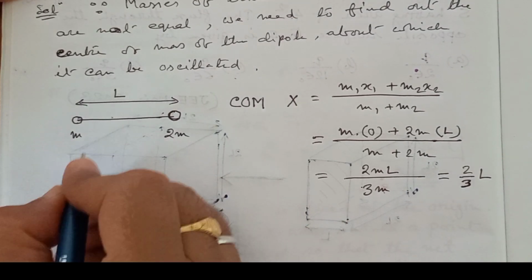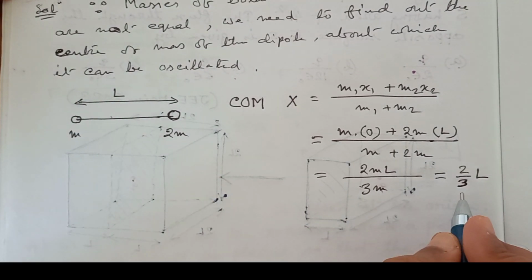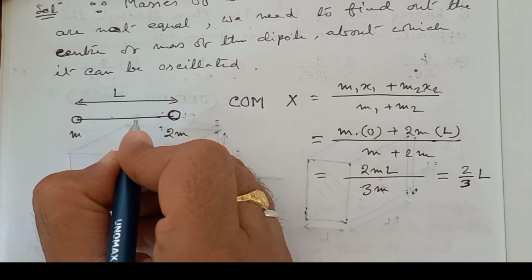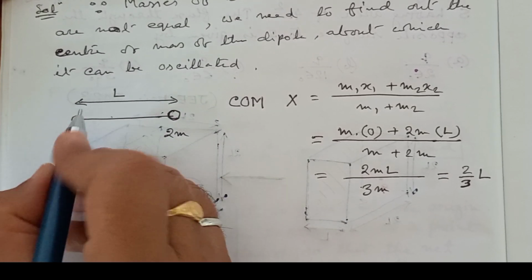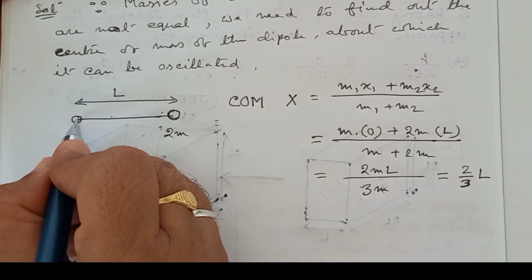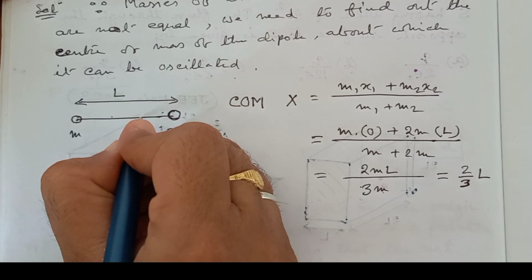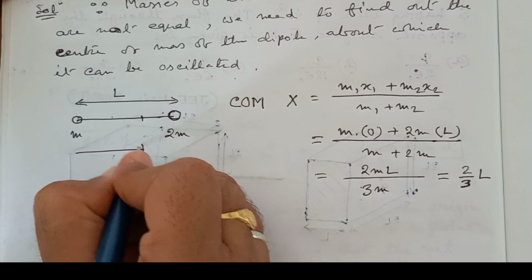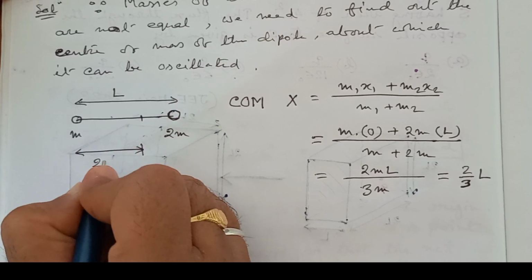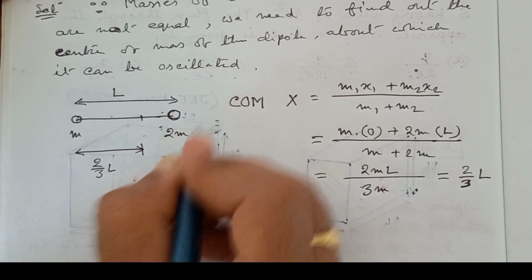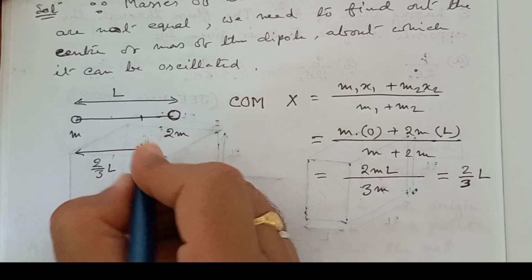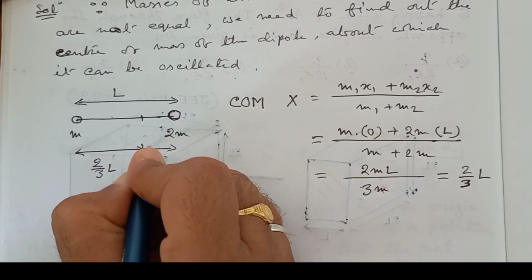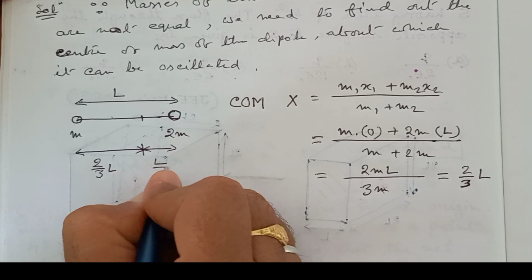So the position of the center of mass from the mass m is 2 by 3 L, and from the mass 2m is L by 3.